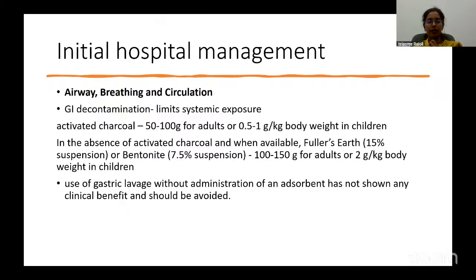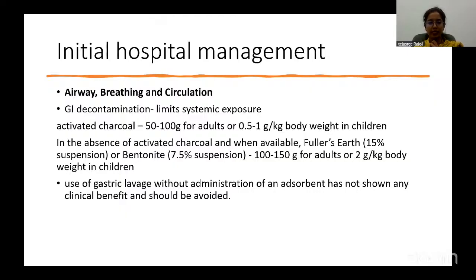And GI decontamination has to be done. It only limits further systemic exposure. So, activated charcoal has to be given. It is given at 50 to 100 grams for adults, and for children, 0.5 to 1 gram per kg. In absence of activated charcoal, you can use Fuller's earth. Fuller's earth is multani mitti. It is a 15% suspension we can use, or bentonite, which is given at 100 to 150 grams in an adult.